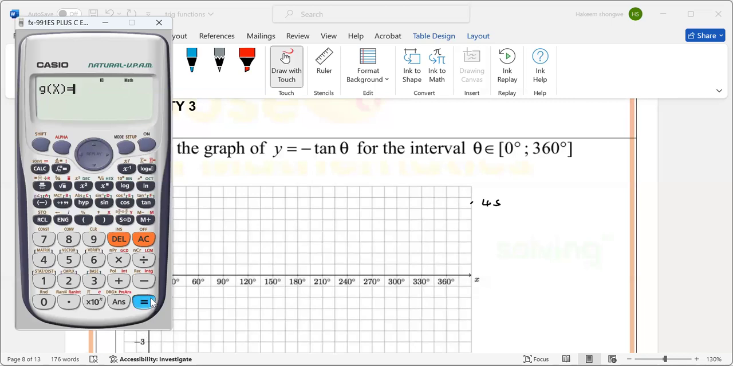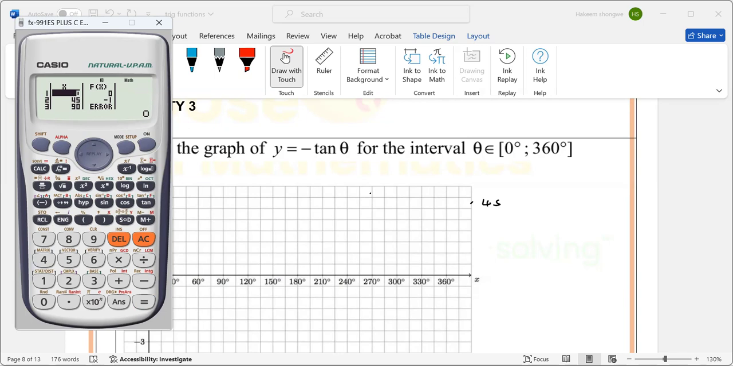Then you go to equals, then what do you want to start? You start at 0. Right? What do you want to end? You want to end at 360. Right? Step, since it's a tan graph, we agreed that we're going to make it 45. Equals, we are done. Now, what do you have? You have 0 and 0.